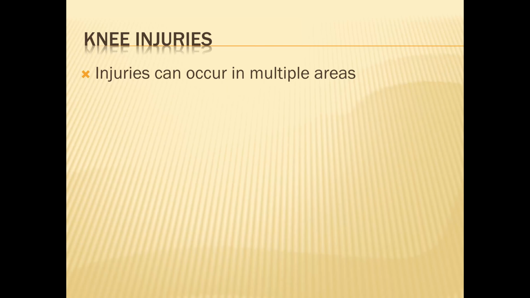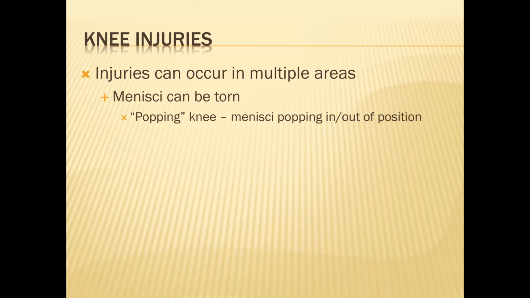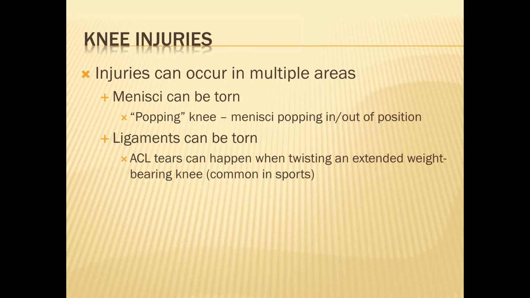So injuries can occur in multiple areas of the knee. Like I said before, you don't usually get a full dislocation of the knee, but there are a lot of areas that are subject to stresses and injury. For example, the menisci can be torn, so you might have heard of someone that had a torn meniscus. Popping sounds in the knee are frequently caused by the menisci popping in and out of position. This is because of wear and tear, and they are no longer held in the correct position.